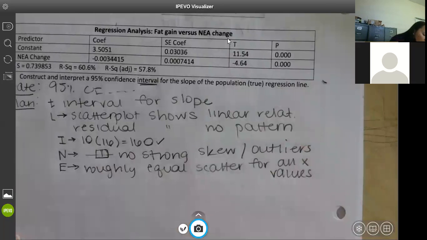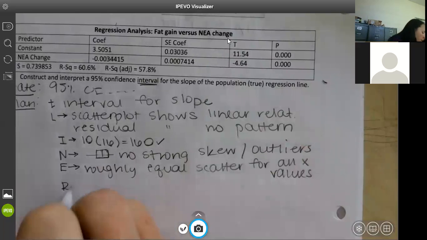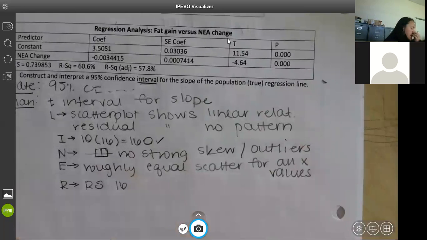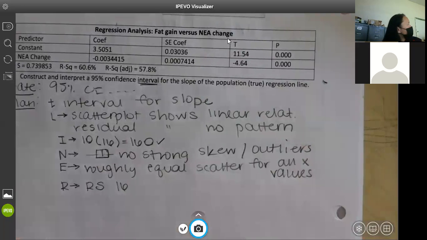And then the last one is the R. And we took a random sample of 16. Everybody good? Remember, if you do an experiment, it'll be random assignment. Okay, it'll be random assignment that you're looking for.